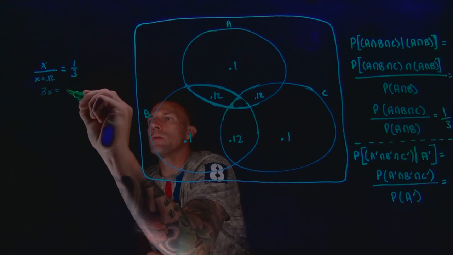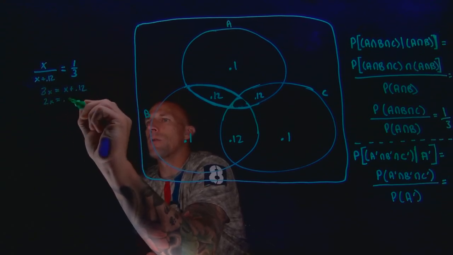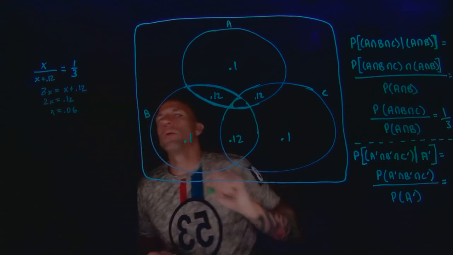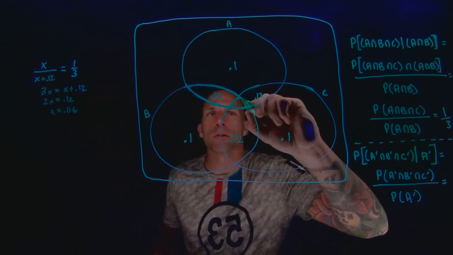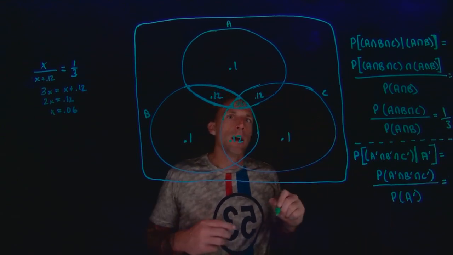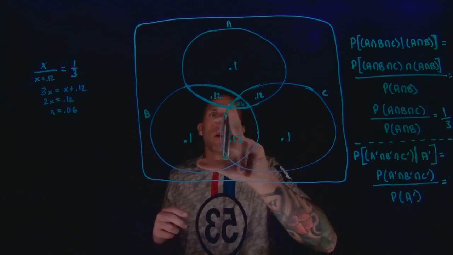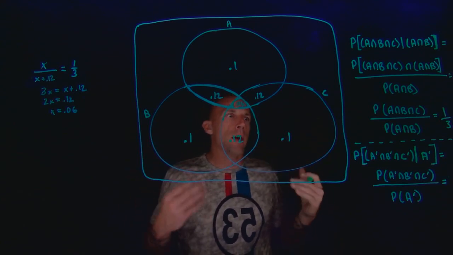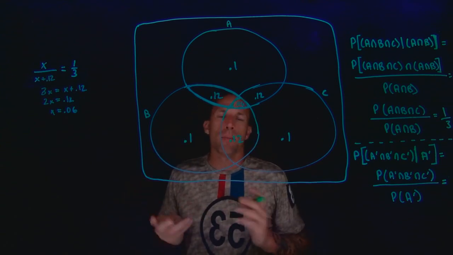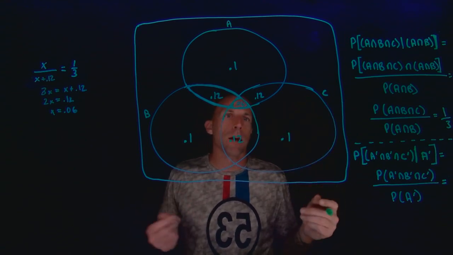3x equals x plus 0.12, subtract x from both sides, divide both sides by 2, and you get that the triple intersection is 0.06. And then in hindsight, that kind of makes sense, right? 0.06 is 1/3 of 0.18. The total of the intersection of A and B, or B and C, or A and C for that matter, is going to be 0.18.